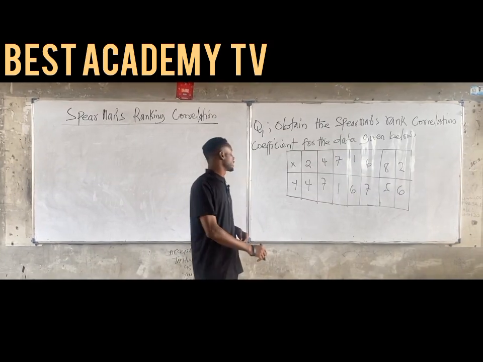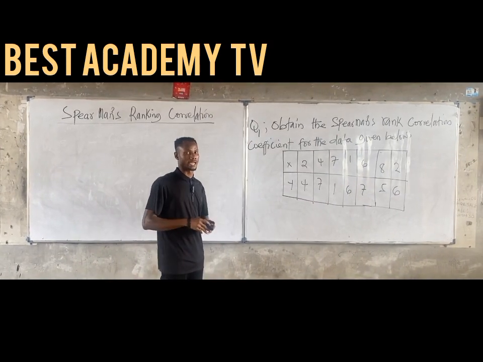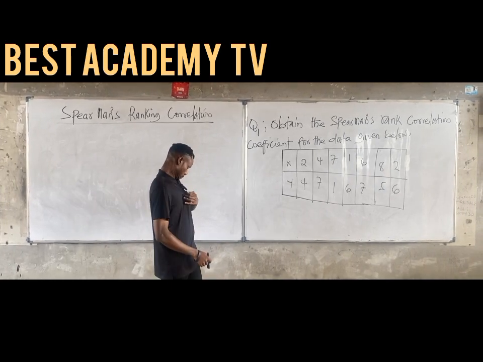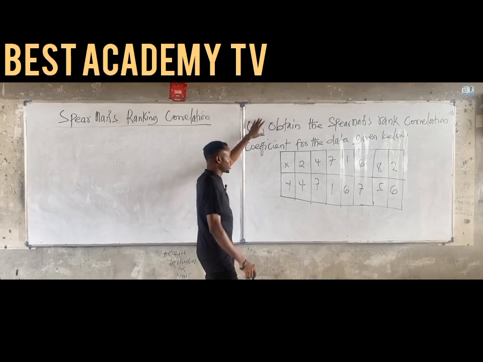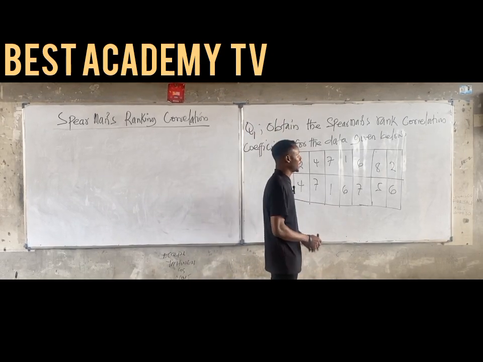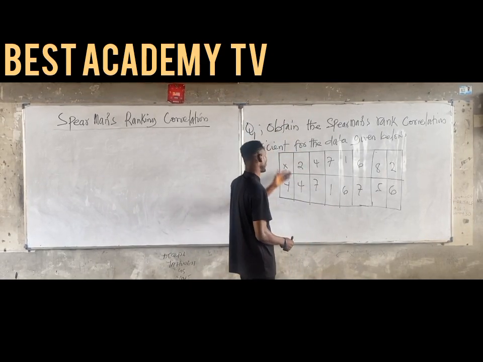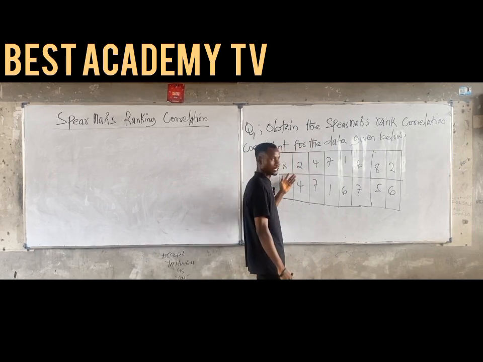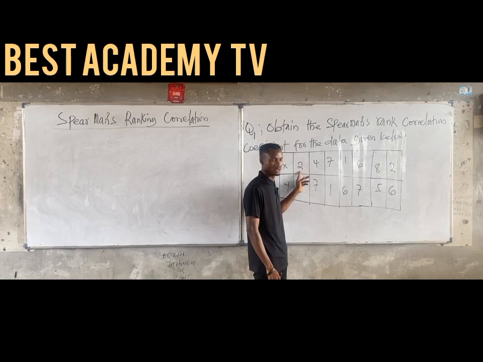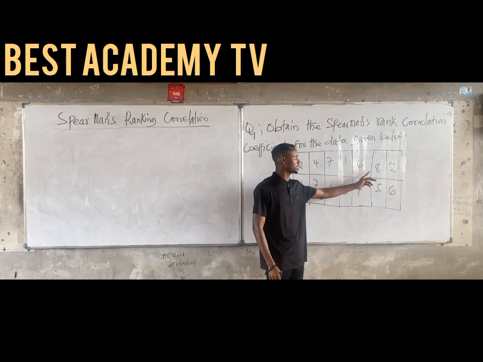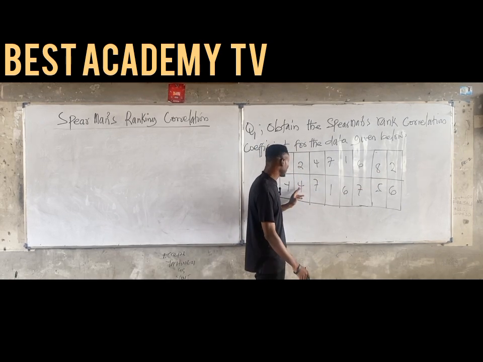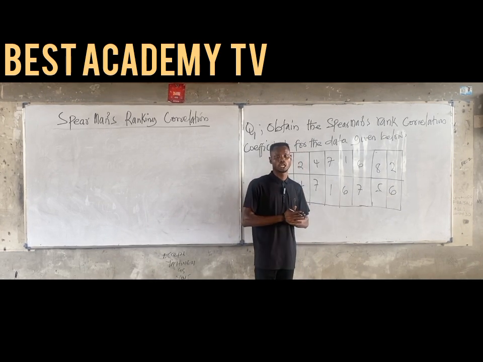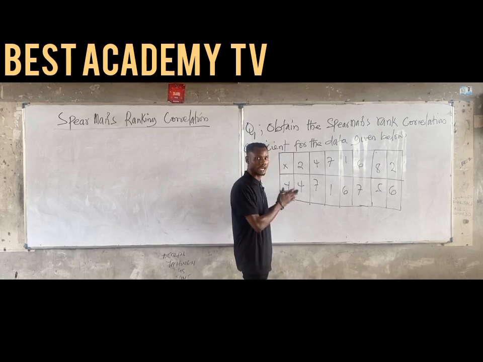All right, let's solve example 1 here so that we can easily understand everything about Spearman's rank correlation. Example 1: Obtain the Spearman's rank correlation coefficient for the data given below. These are the data here. X is 2, 4, 7, 1, 6, 8, 2. Now y is given to us as 4, 7, 1, 6, 7, 5, 6. The only challenging thing here is how to rank this.